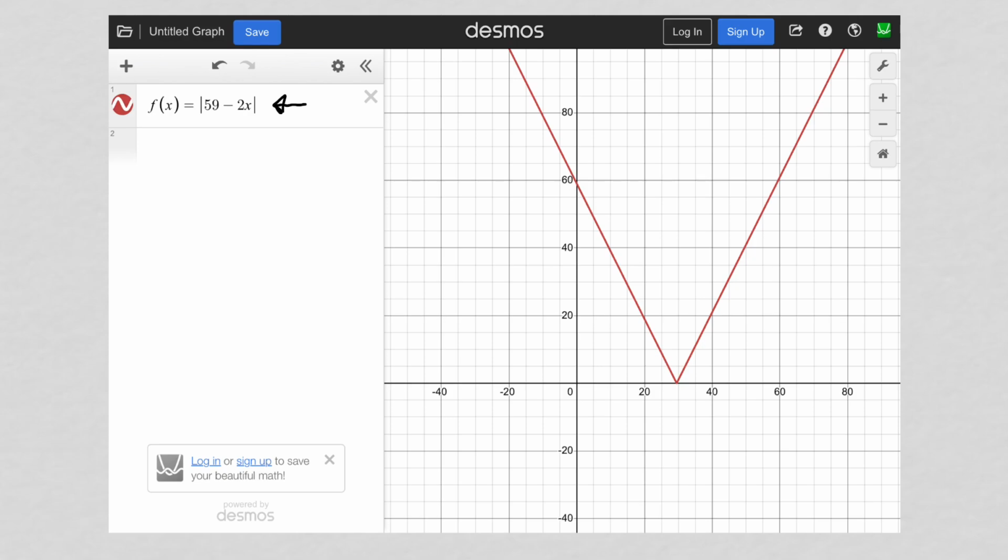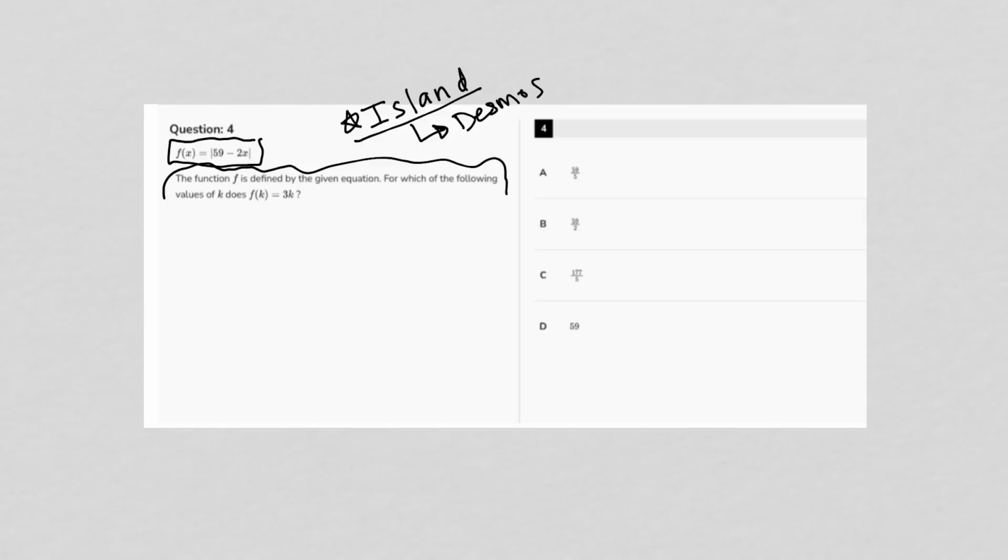Once you've typed that in, then I like to go back and actually read the question. So the question here says the function f is defined by the given equation. For which of the following values of k does f of k equal 3k? So what does that mean? That means we have some k value that once we plug it into f of x, which would make it f of k, the answer to f of k, which is a y value, will equal 3 times the original k value that we had.